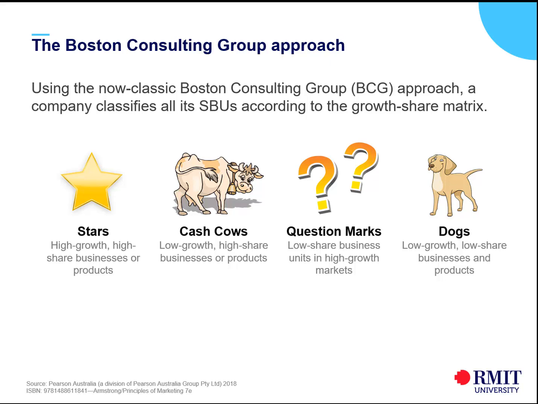Dogs are low growth, low share businesses and products. They may generate enough cash to maintain themselves, but they don't promise to be large sources of cash. And more often than not, dogs are divested.